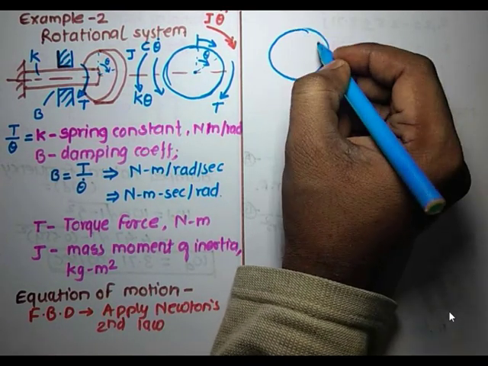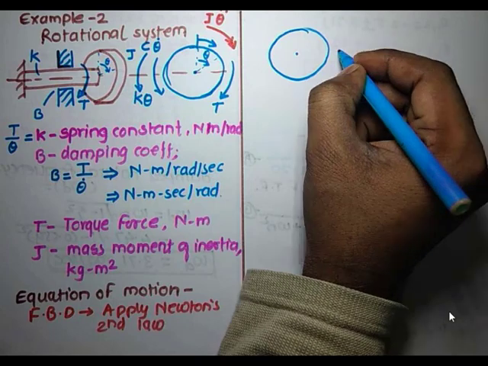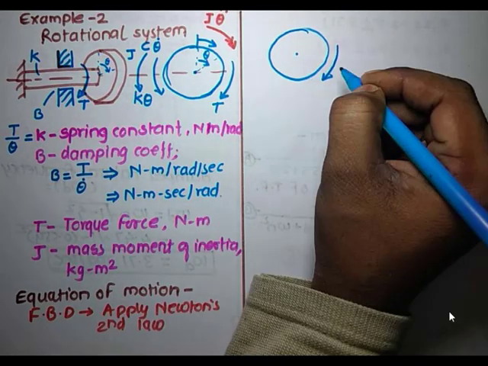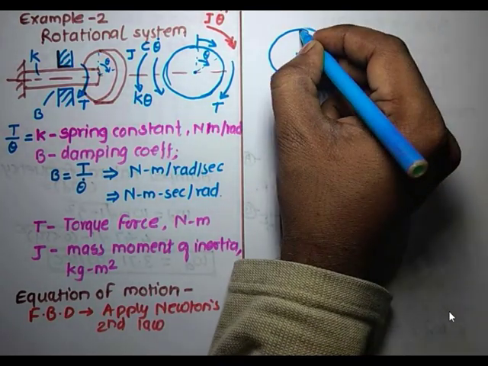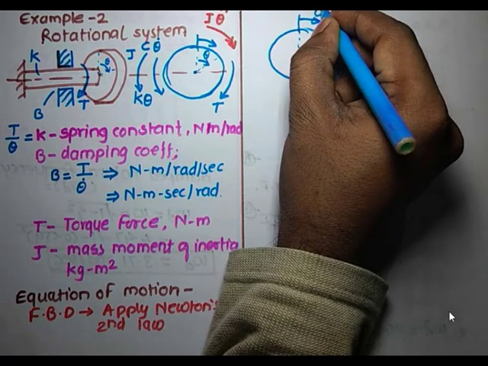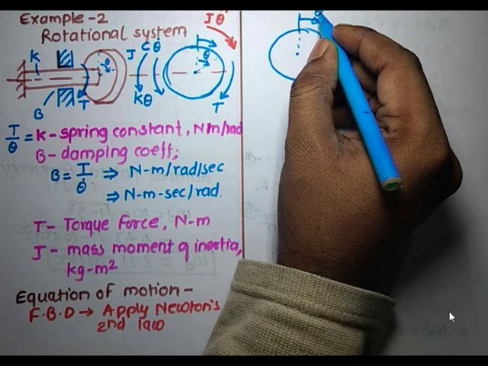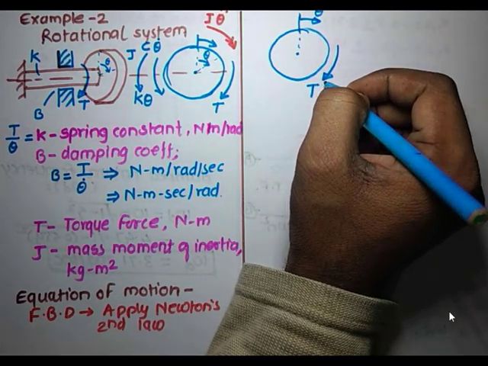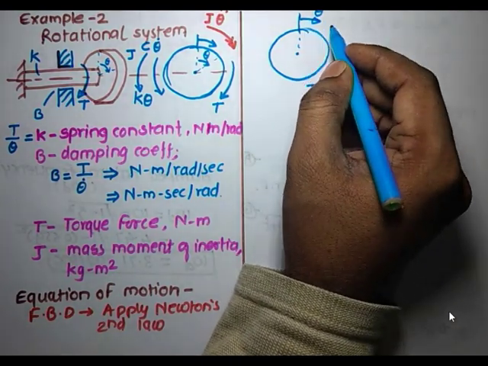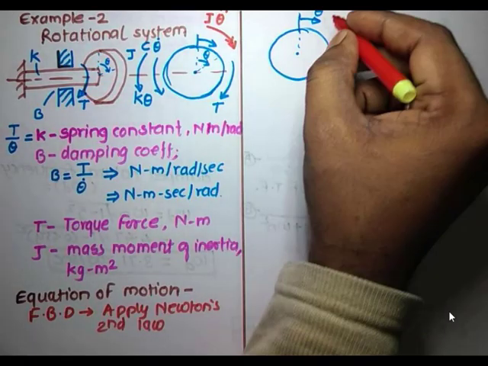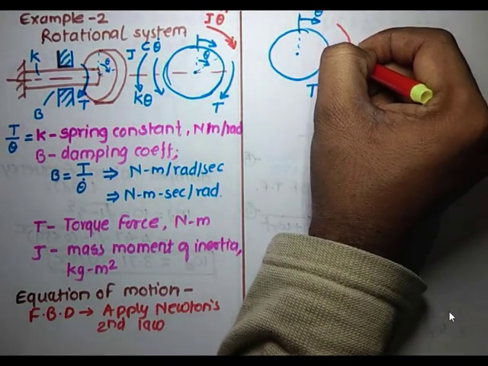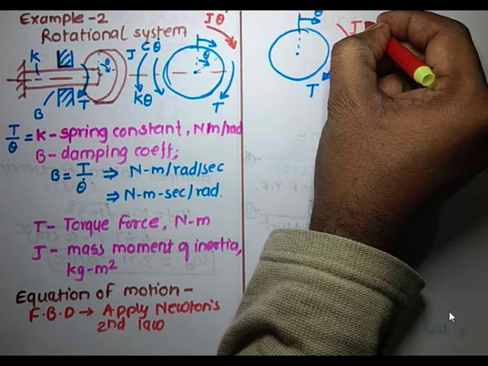So that is a circular disc. On this circular disc, torque is applied. This is the input force. Because of this torque, the disc rotates by a small angle theta in this direction. So this is the angular displacement, the response of the system in the direction of applied torque. Since it is moving in this direction, an accelerating torque is also acting, which is equal to J into theta double dot.